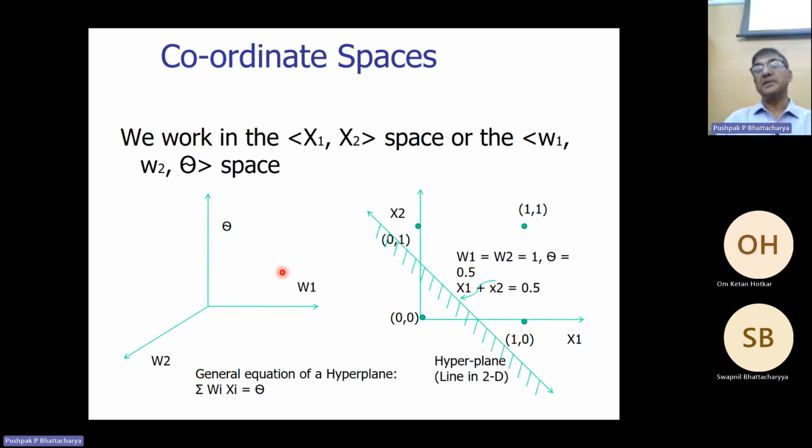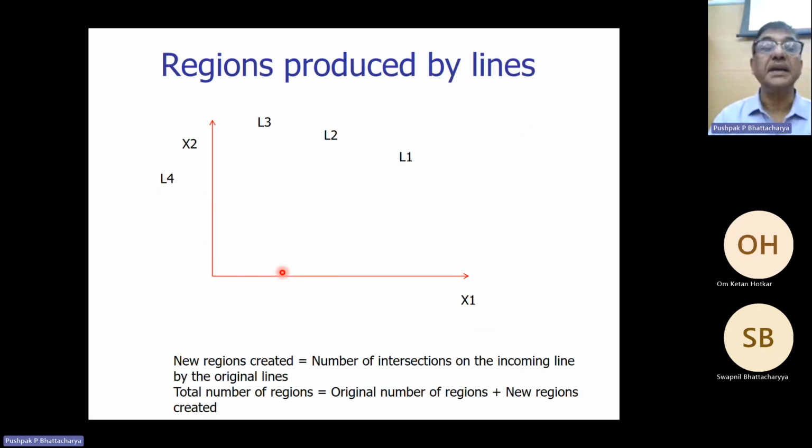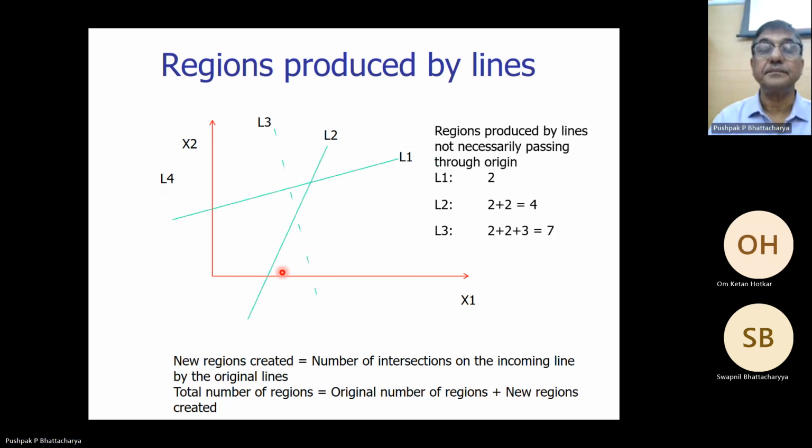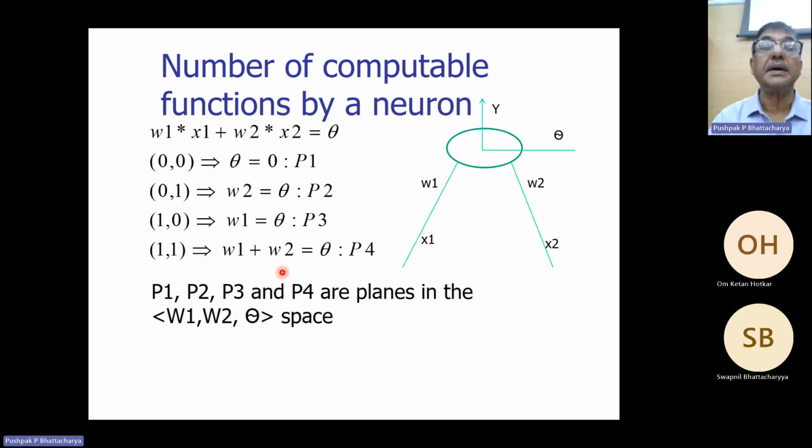Now to ground our observation, let us see how many functions are computable by a neuron which has two inputs. For a neuron with two inputs, the weights are W1, W2, and the threshold is theta. The defining equation is W1 x1 plus W2 x2 equal to theta. Plug in the 4 possible values of x1 and x2.